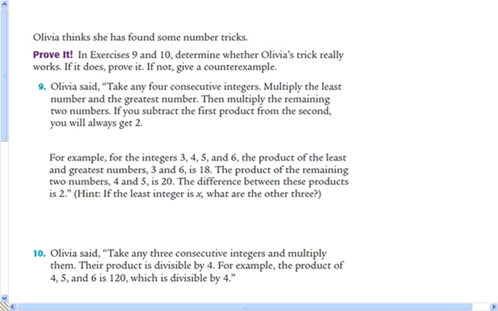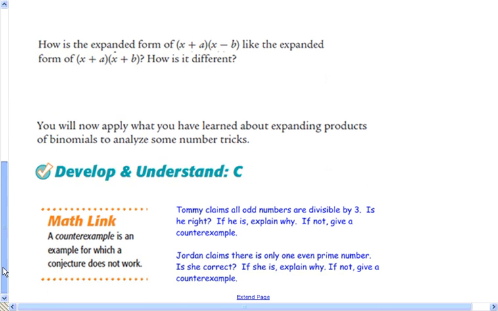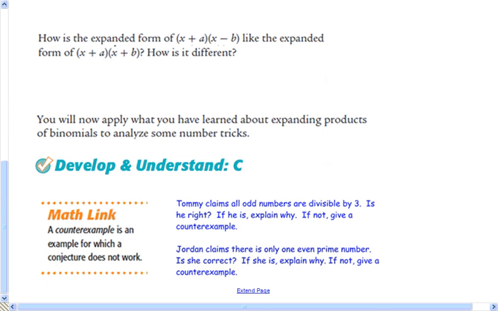All right, I'm going to do just a couple of these problems here, how we can use our multiplication of binomials to help us solve problems. There's a new definition you need to know here. It's a counterexample, and when you're trying to prove something, you either need to show that it always works, or you need to give what's called a counterexample, which means one example where it doesn't work.